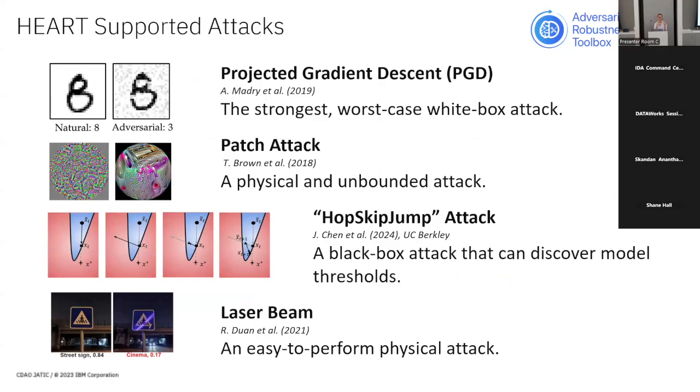So the attacks that are currently supported by Heart, we're adding more all the time, but we have projected gradient descent, PGD. This is in many cases a worst case scenario. It's a white box attack. So the attacker understands the architecture of your model, has the parameters, and is able to calibrate just the most efficient attack that is least noticeable but most harmful, right?